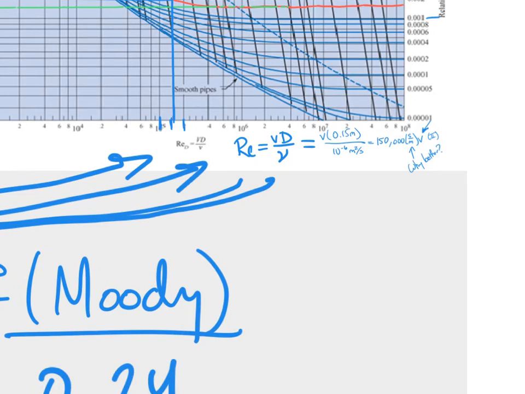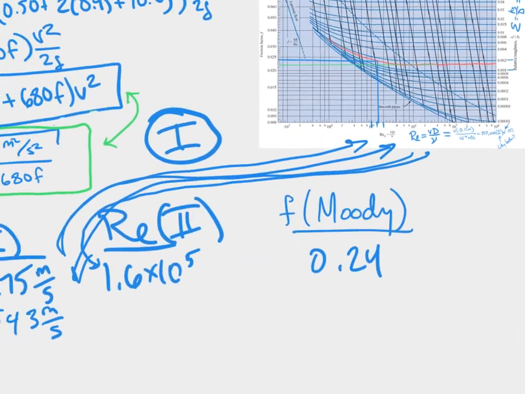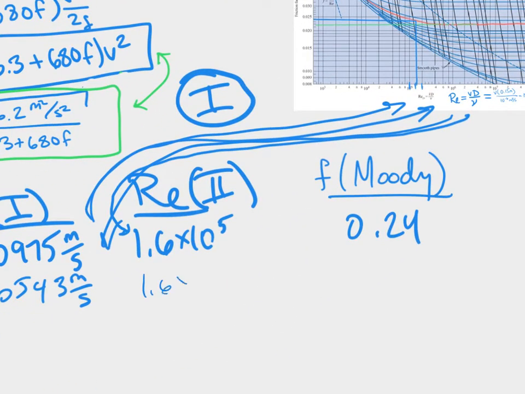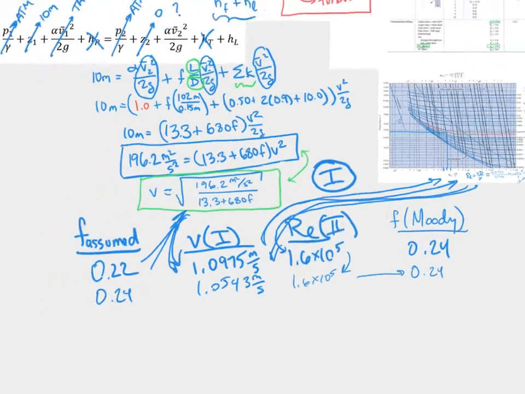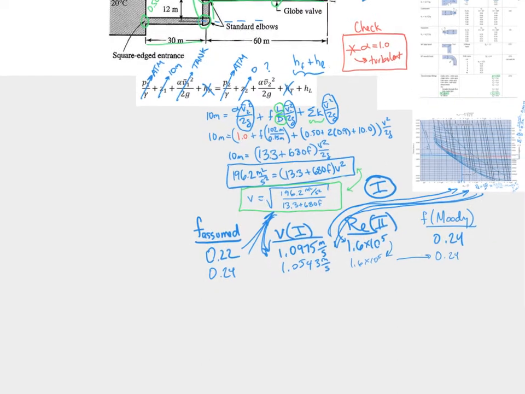And if we do that, what do we get? 1.6 times 10 to the 5th. Sweet. Okay. So that means that we don't even really need to read the diagram again, because we know that we're going to get the exact same value. Okay, so as soon as the Reynolds number matches, the Moody's are going to match, which means that our velocity, our answer, is that last answer.